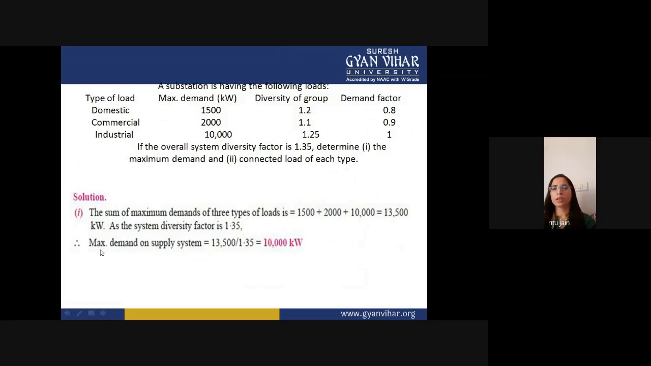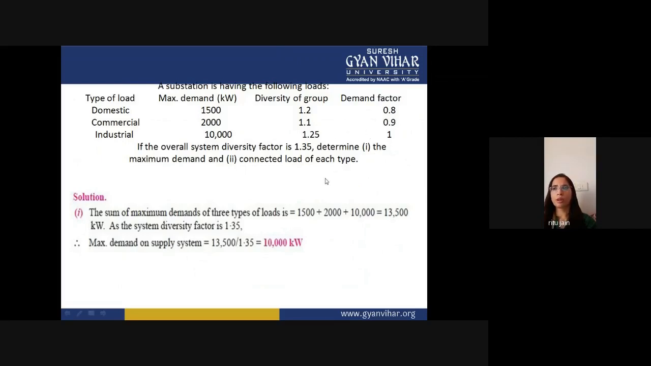So you can calculate the maximum demand on the supply system, which is equal to 10,000 kilowatt, right? So it is very easy to calculate. Now you have calculated the first part of this question. Now we come to the second part, in which you have to calculate the connected load of each type. So the demand factor is also given.